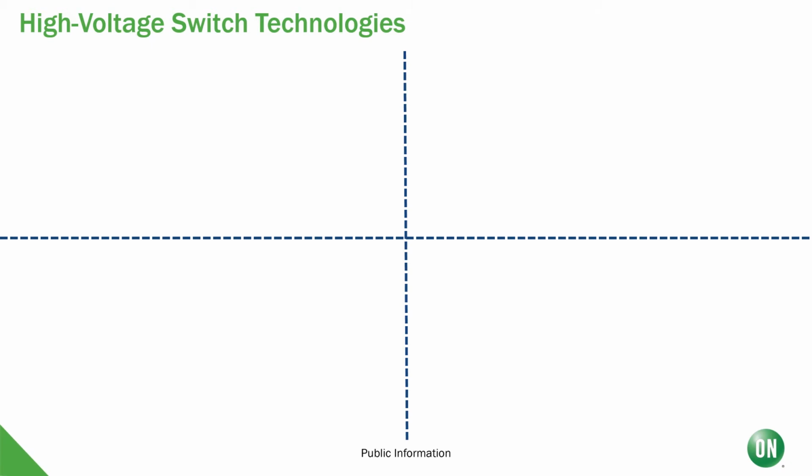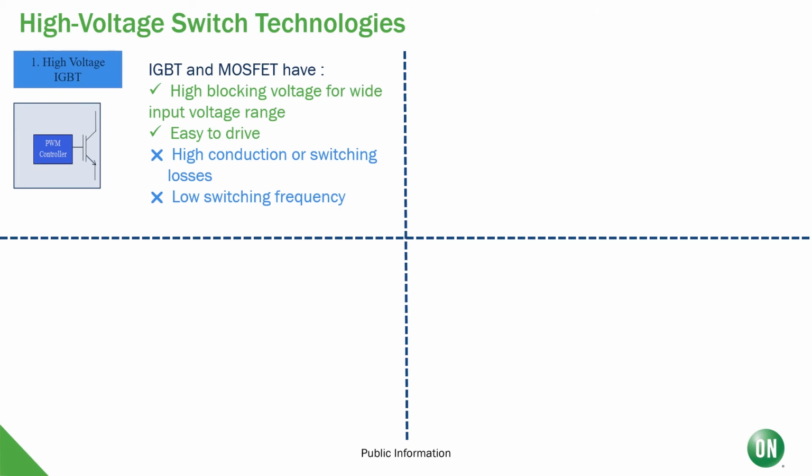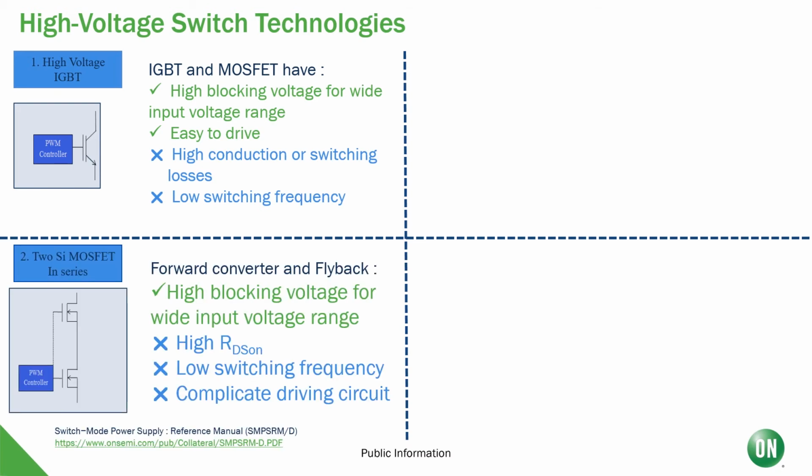So there are a couple different high voltage switch technologies that could be used. For example, we could use IGBTs and MOSFETs. They have the blocking voltage they need, but they also have high conduction and switching losses. We could use two silicon MOSFETs in series. Once again, they have the blocking, but they have high RDS on, low switching frequency, and complicated driving circuits.